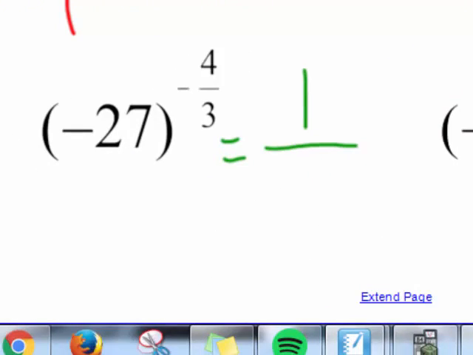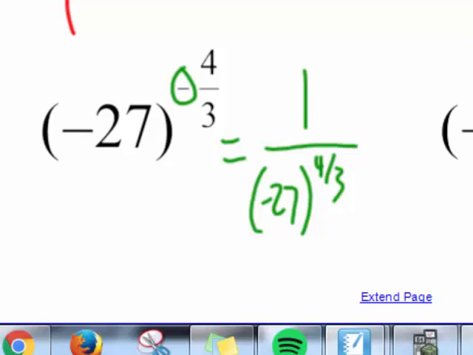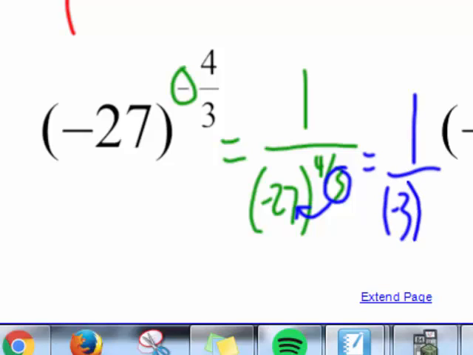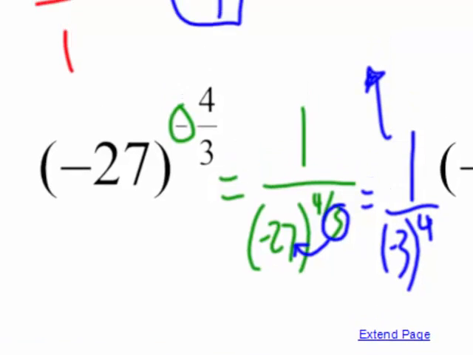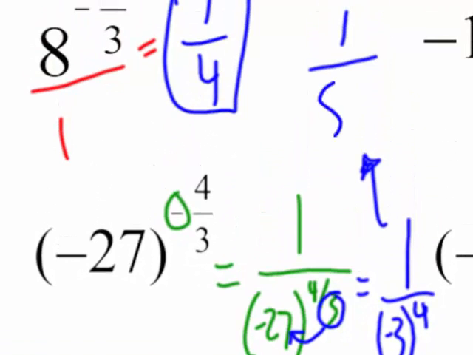Down here, flip the fraction, right, because I've got a negative exponent. So I've got negative 27 to the 4/3 power, and then we take the third root of negative 27. So what times itself 3 times gives us negative 27? Well, that's negative 3, right? Negative 3 times negative 3 times negative 3. And I still have to take that to the 4th power. And then we get 1 over 81.